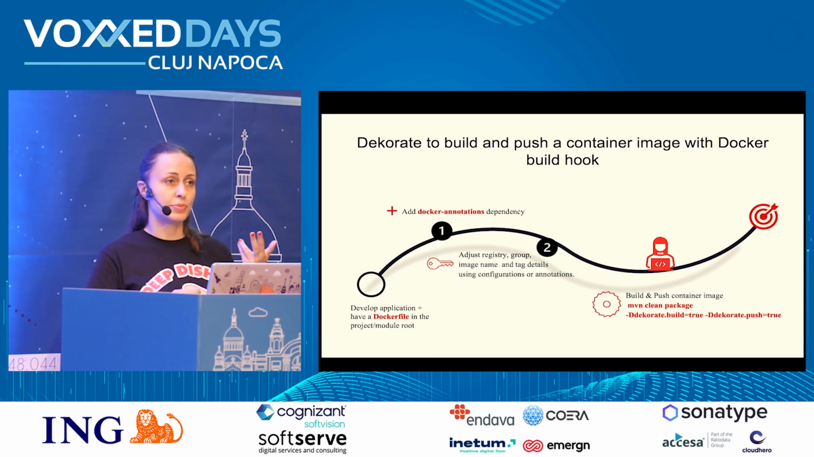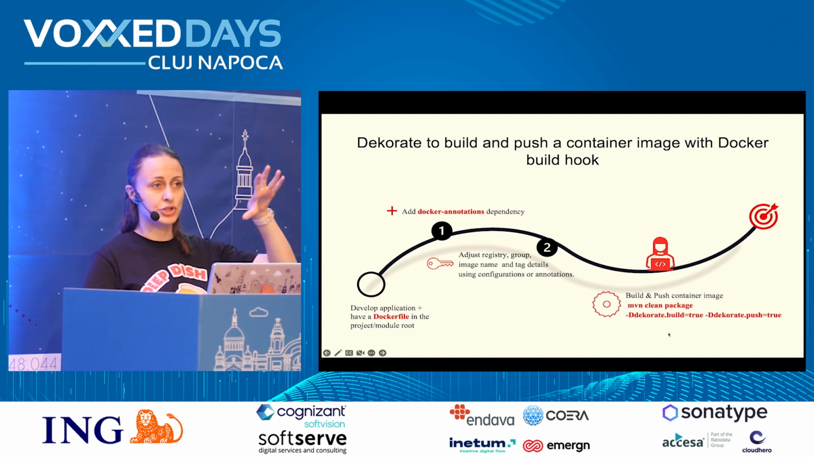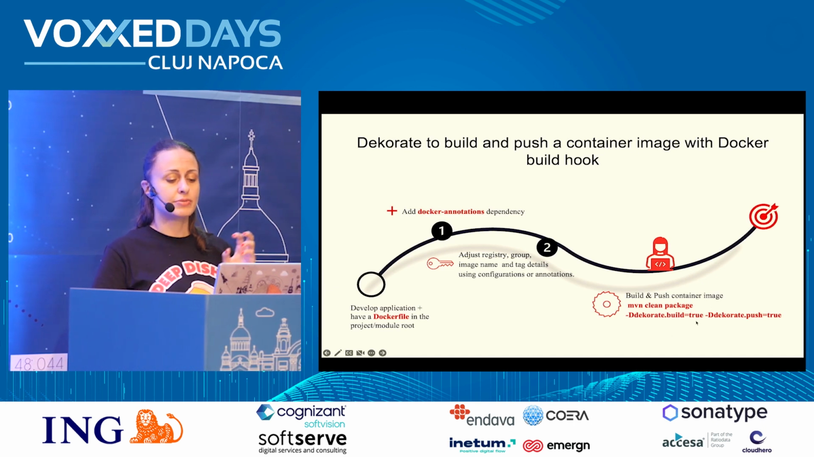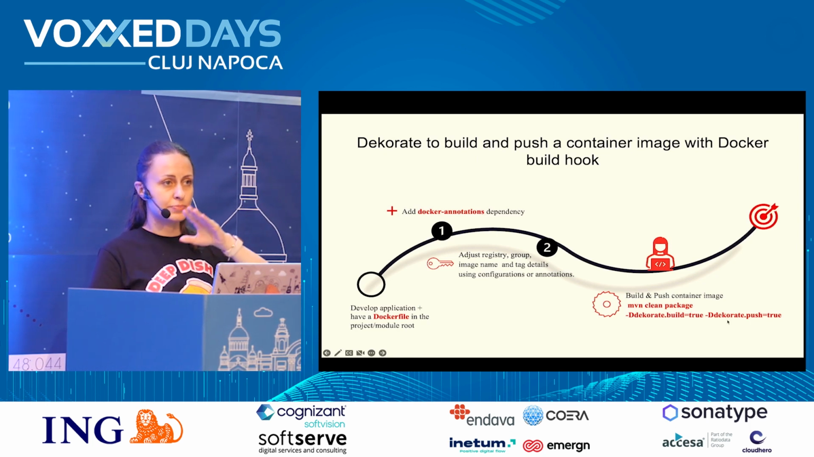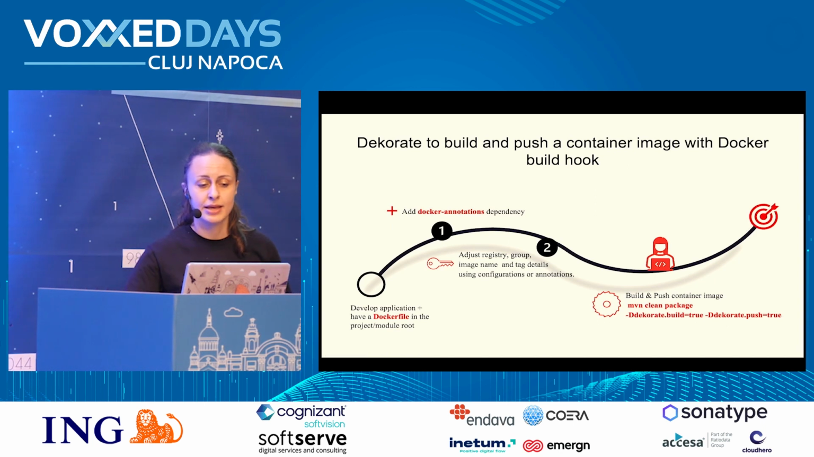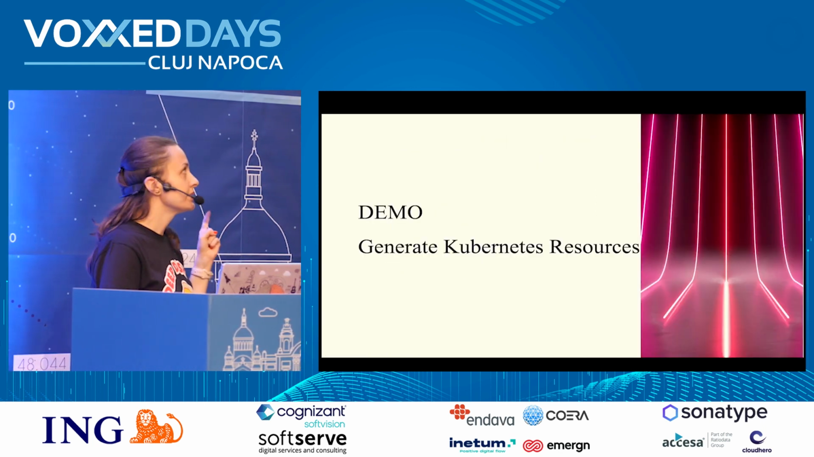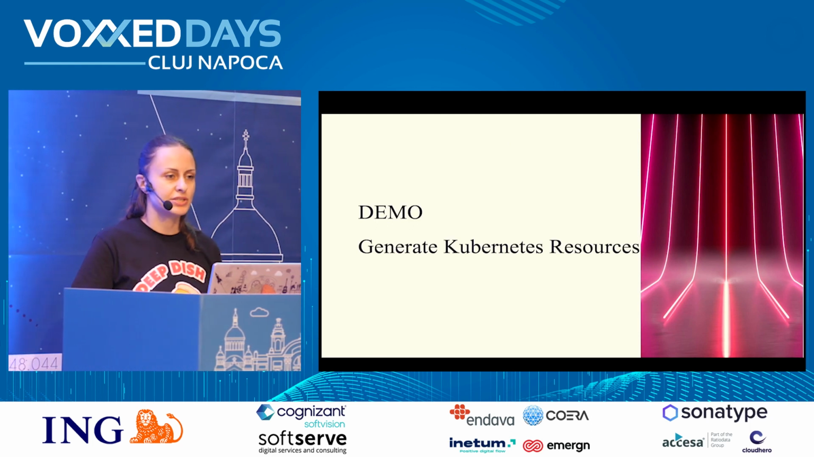You can do this also in properties or annotations, by the way. But if you just want to go with the packaging part, you just need to do decorate.build equals true, that will build your container image, and decorate.push, that will push your container image to your container image registry. Easy as that. Now let's get to the most interesting part, generating Kubernetes resources.